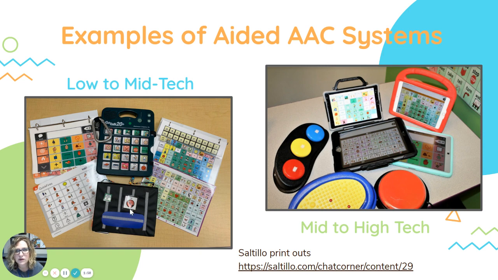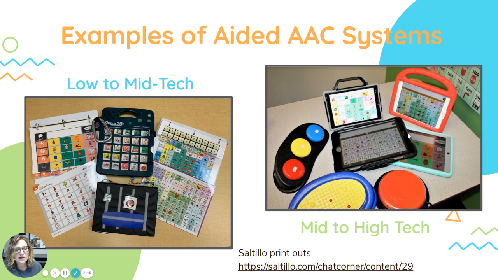This one in the middle is what we call a picture exchange communication system. And again, the child is using this. He's building a sentence on the sentence strip and then exchanging it. So we'll talk a little bit more about that, and I'll give you some examples of that in a little while. On the right-hand side, we have more of those higher tech systems.